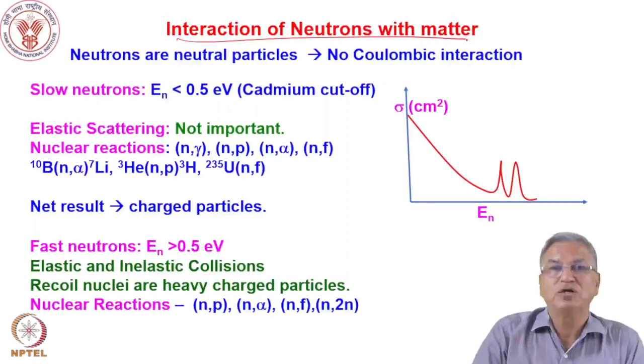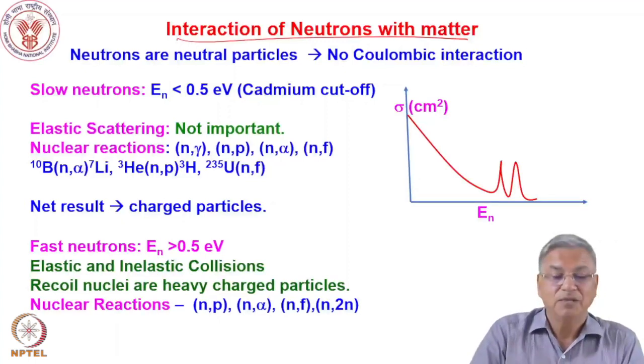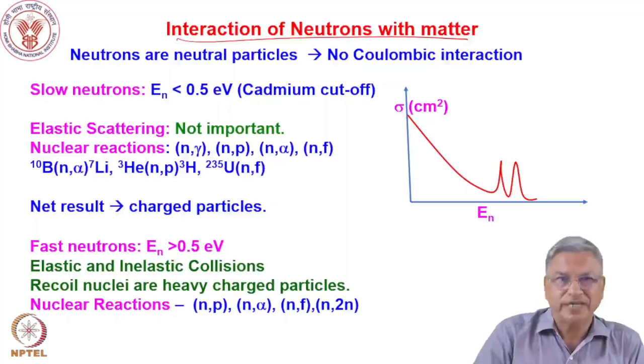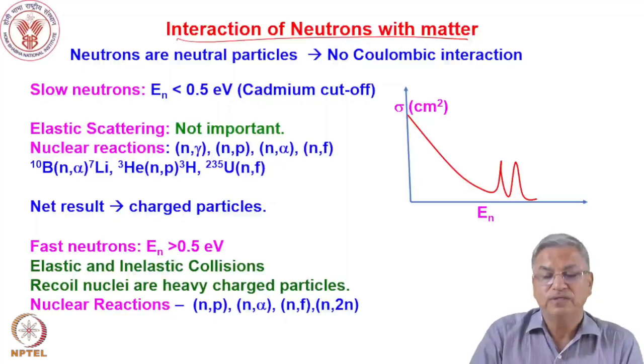Now, I will just touch upon the interaction of neutrons with matter. Neutrons are also neutral particles. So they do not have any Coulombic interaction with the material, but they will undergo elastic scattering, inelastic scattering, or nuclear reactions. And that is how we make use of these interactions to detect the neutrons.